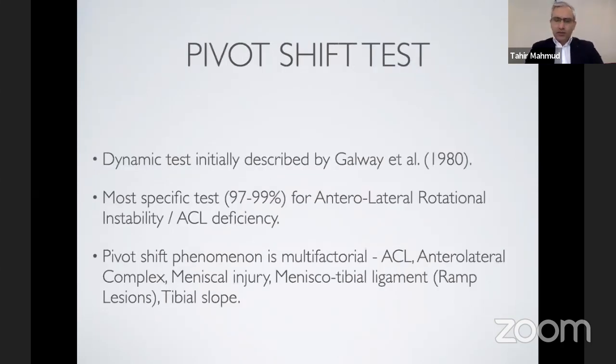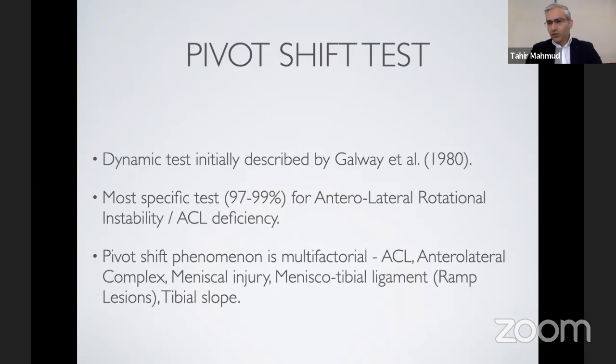If we then look at the pivot shift test, well, this is a dynamic test as well. It demonstrates axial and sagittal stability because of the way the test is performed, and I will demonstrate that to you. It was first described by Galway in 1980, and it is the most specific test, as I mentioned before, for ruling in an anterior cruciate ligament injury, and it essentially tests for anterolateral rotational instability.